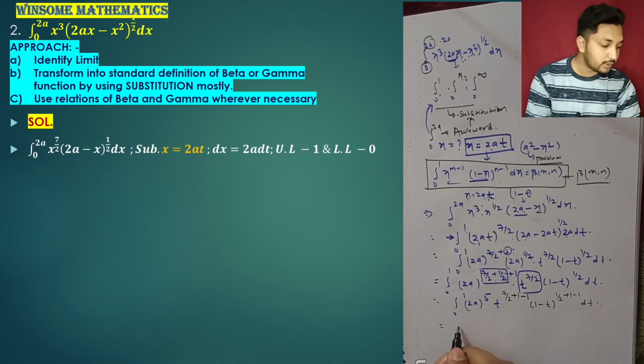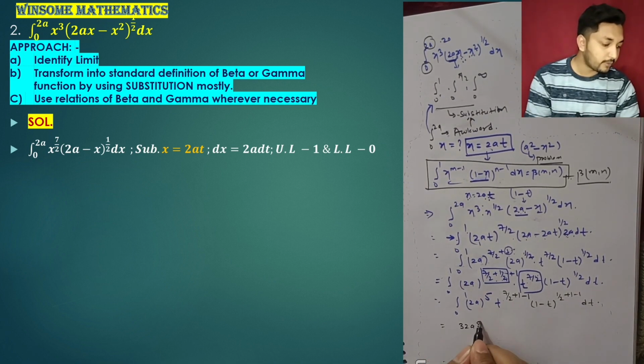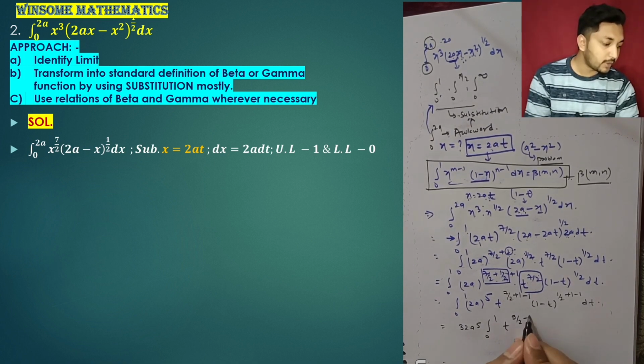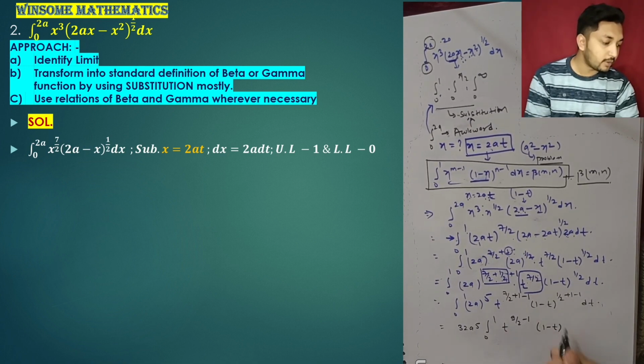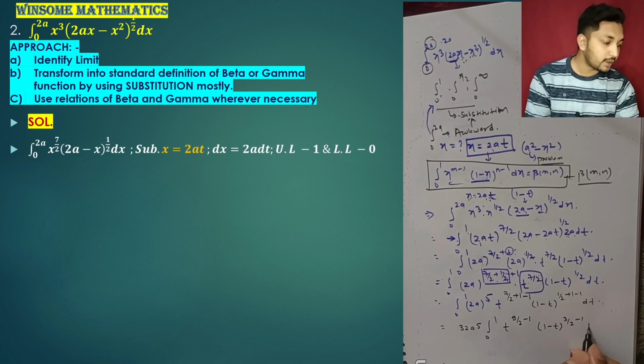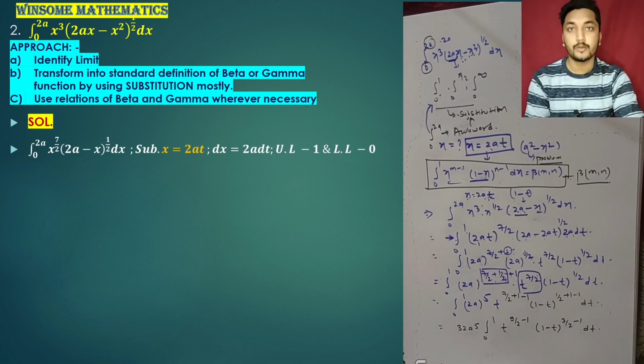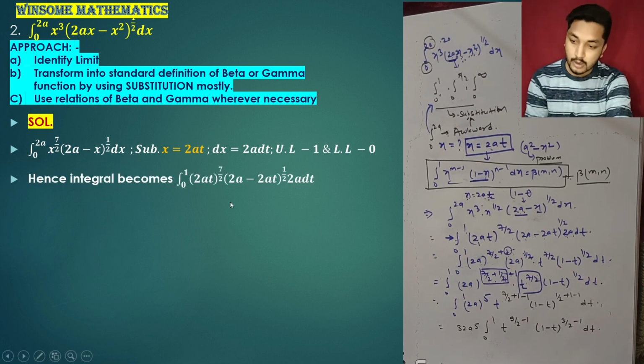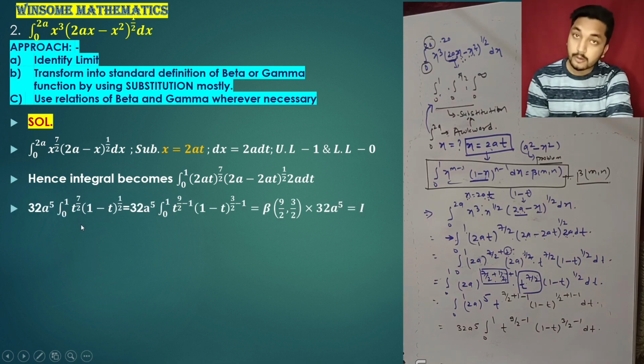So clear? 2a to the power 5, so 32a to the power 5, and this is 0 to 1, t to the power 9 by 2 minus 1, and (1 minus t) to the power 3 by 2 minus 1, and this is dt. Clear? Crystal clear? Very good. So now what will we do? We will see that here the integral becomes this type after substitution. This is very clear. So now we will solve it.